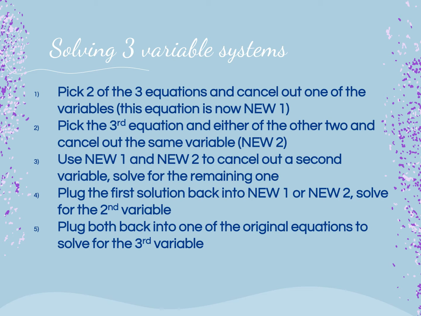So you're going to pick 2 of the 3 equations, any 2, and you're going to cancel out one of the variables, and it can be any variable. Then we're going to call that new one. So we're going to give it a name so we can refer to it.